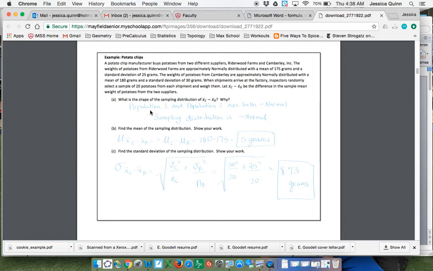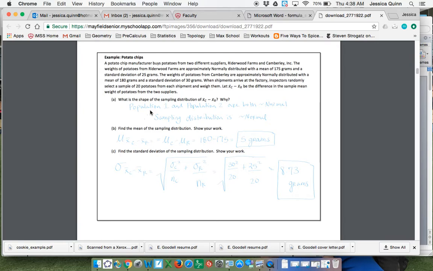Riderwood potatoes, and I find those two means of that sample, and I subtract them, if I do that over and over and over again with all the possible samples of 20 potatoes from each, the average of all of those differences would be 5 grams. So on average, I would get a difference of 5 grams from those samples.